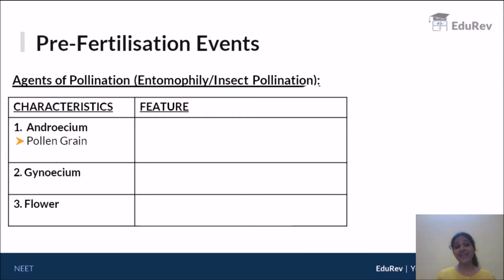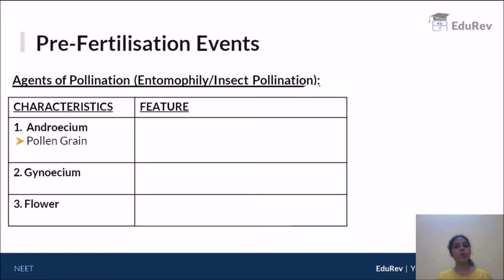Now, let's move on to the next type of pollinating agent, and those are entomophilous flowers. So entomophily is nothing but insect pollination. This is the major type of pollination. So we need to study what are the characteristics of the flowers involved. Since it is insect pollination, it does not make too much of a difference whether the androecium, the anther, is exposed or whether it is inside.